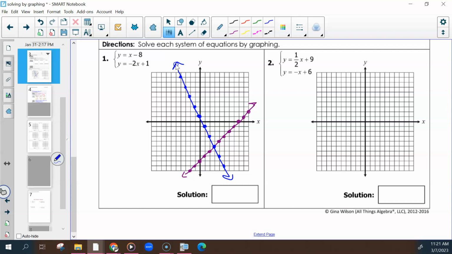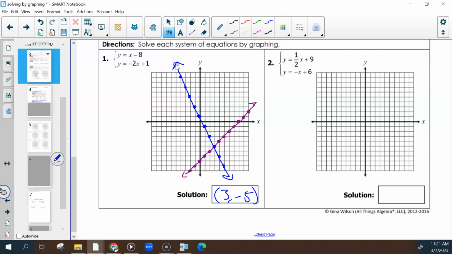Where do those two lines intersect? Matthew, close your laptop. Close your laptop. Three. So after you find the solution, that's it. That's all you have to do.